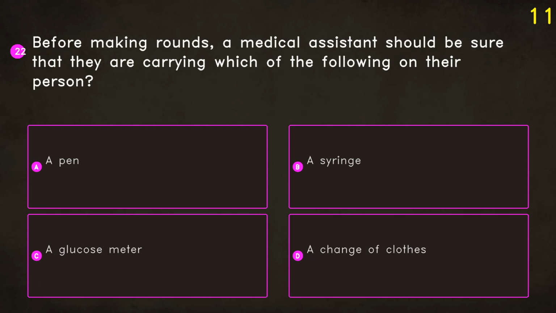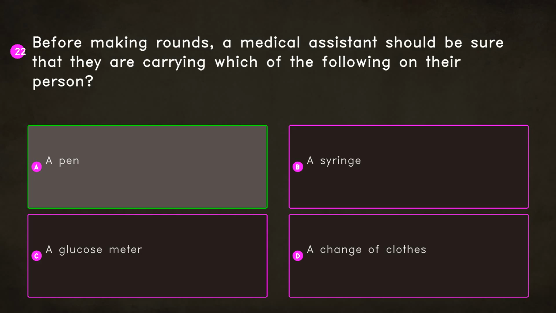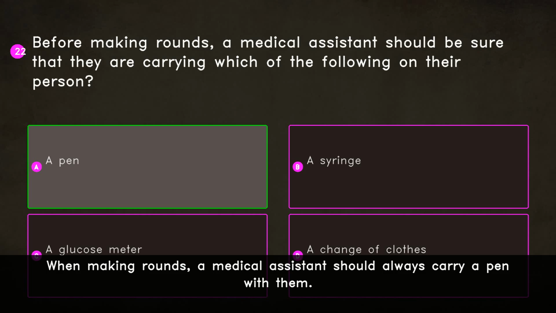Question 22. Before making rounds, a medical assistant should be sure that they are carrying which of the following on their person? A. A pen. B. A syringe. C. A glucose meter. D. A change of clothes. The correct answer is a pen. When making rounds, a medical assistant should always carry a pen with them.